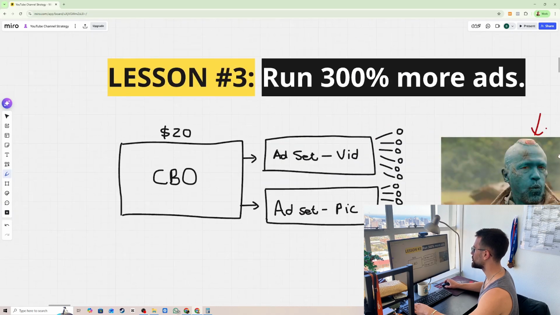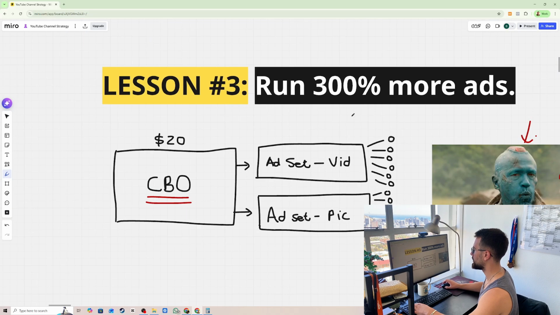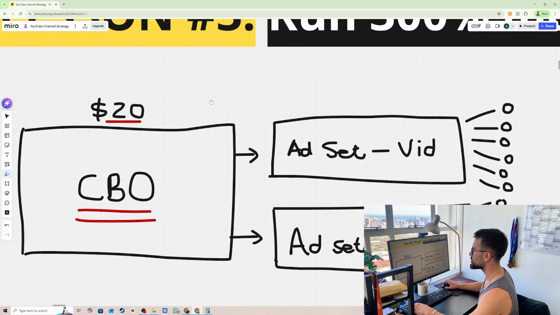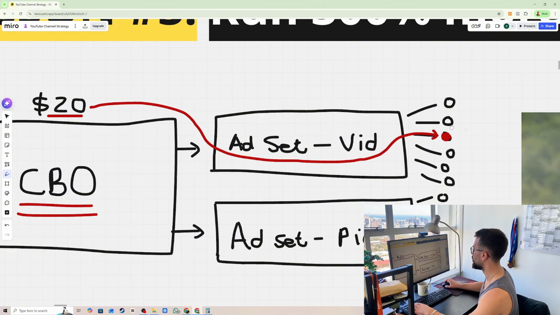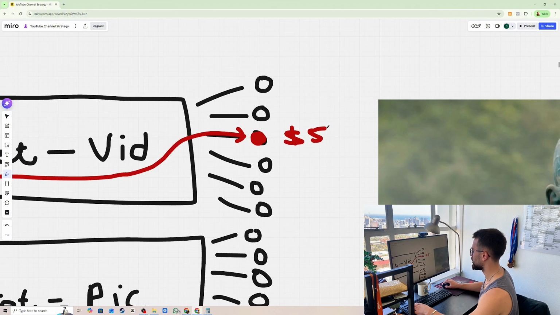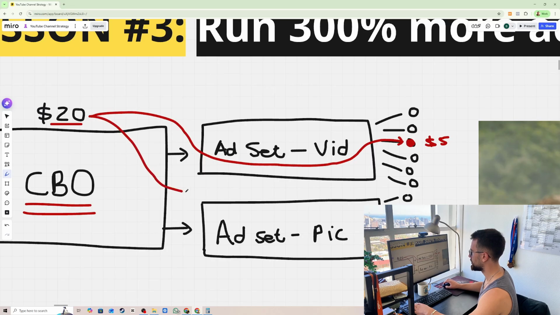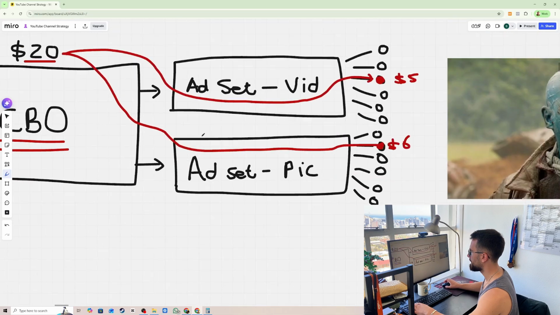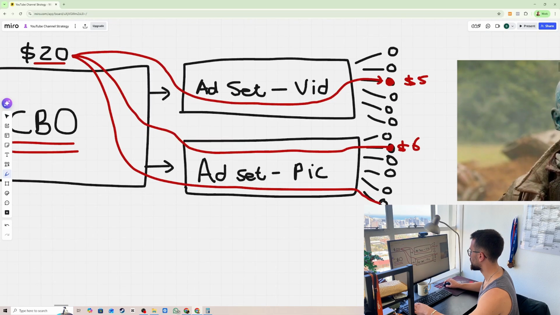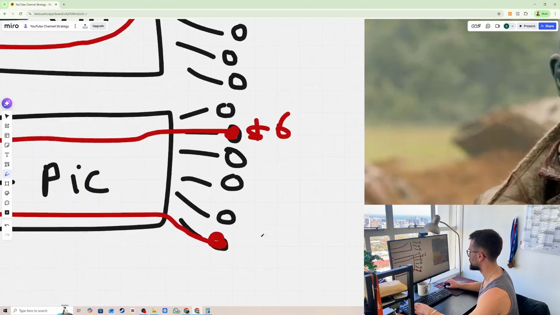And that's how I want you to think of a CBO and of the algorithm. The CBO is going to take this $20 and it's going to start hunting. It's going to go through the video ad set and it's going to find out ad number 3 is a winner. Okay, boom, you're getting leads for like $5. Then it's going to come hunting, boom, boom, boom, boom, through here. And it's going to find ad number 2 in here is getting leads for, let's say, $6. Okay. And then it's going to come hunting and it's going to find another one here. And it's getting leads for, let's say, $4.